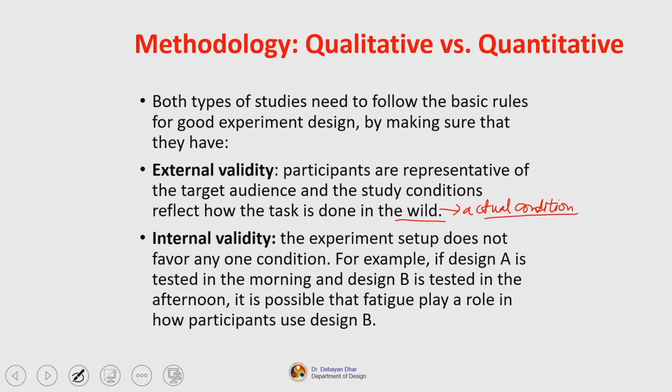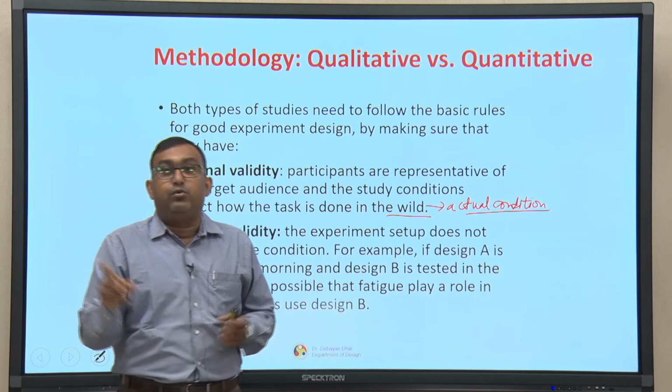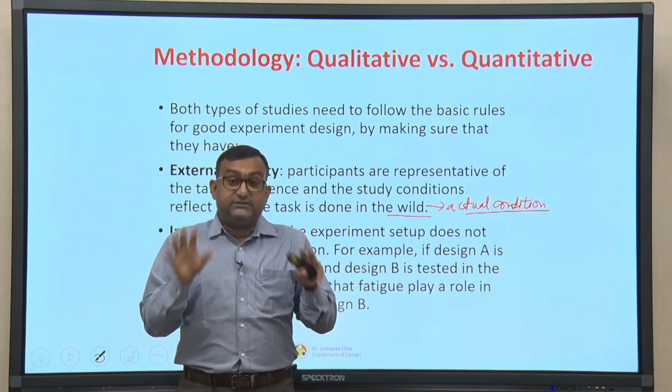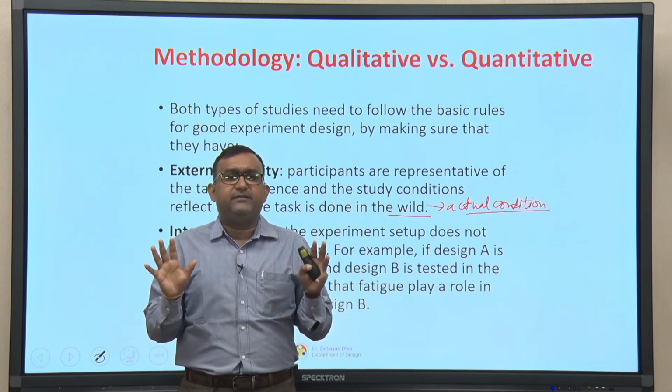Internal validity, on the other hand, means that the experimental setup does not favor one condition. You have two conditions, one is the old application, the old site, and you want to compare that with the newly redesigned site. So, internal validity means that your experiment should not be designed in a way that it favors only the new one and not the old one. Each one should have a chance to be favored.